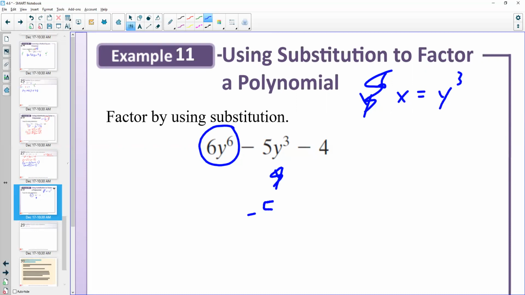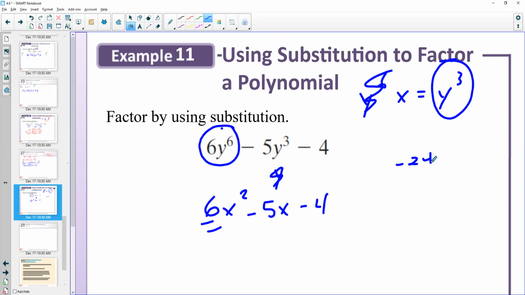So I'm just going to make this 5x minus 4. What's this y to the 6th going to be? Well, that's 2 of these y cubed, y cubed and y cubed. That's 3 y's and 3 y's make 6 y's. So it's just 2 sets of them, squared. So now I can use the AC test. There is a leading coefficient here. So 6 times negative 4 is negative 24.